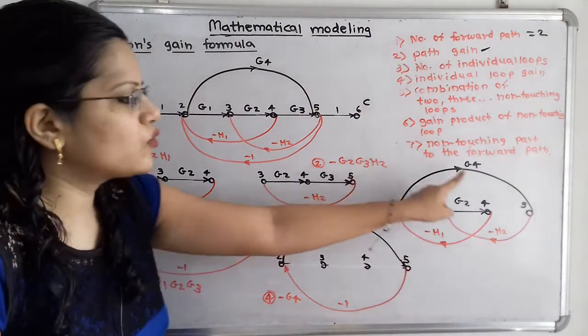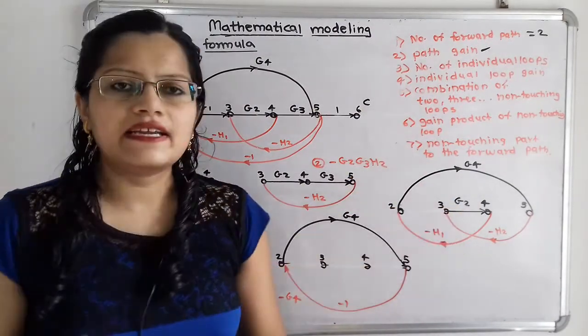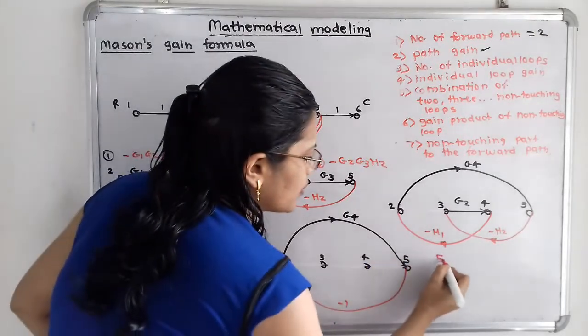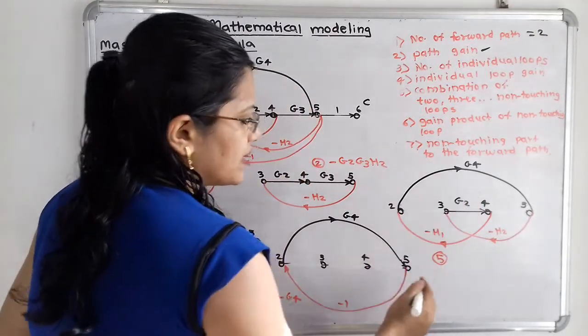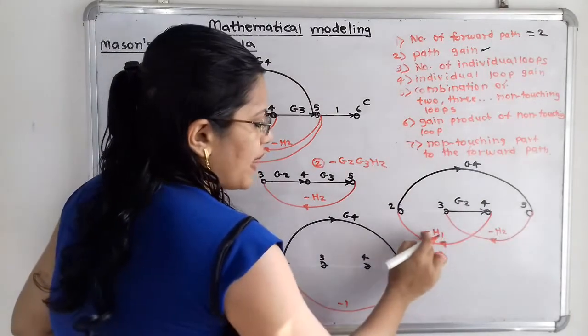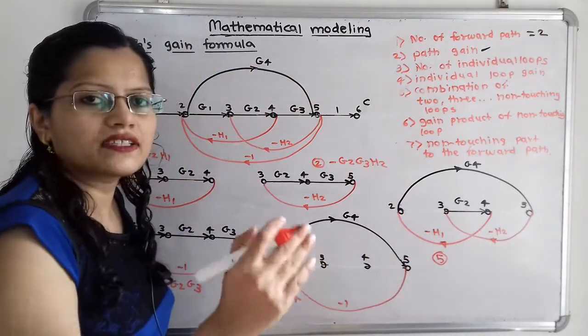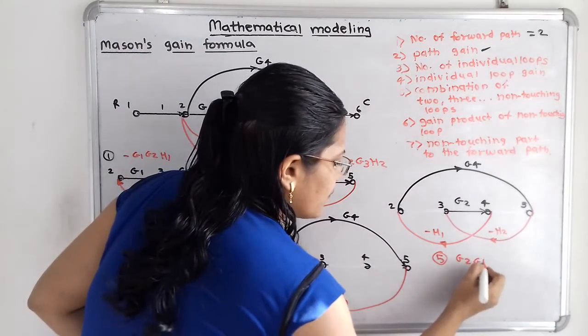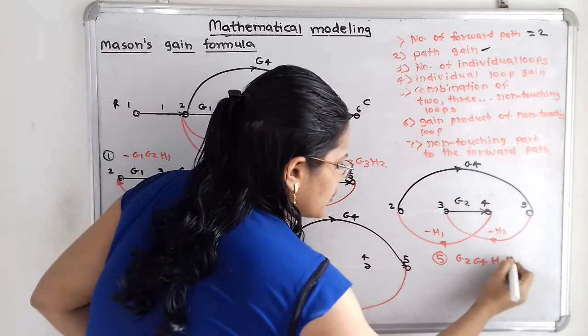So this is the loop because start point and end point are same. So what is the loop gain? So this is the fifth loop. So we have to multiply all the gains. That is, now here minus H1 minus H2. So minus minus will become plus. So I will say G2, G4, H1, H2.